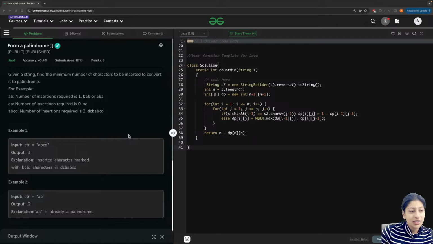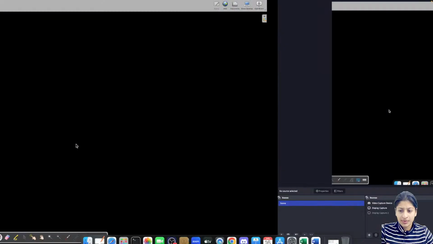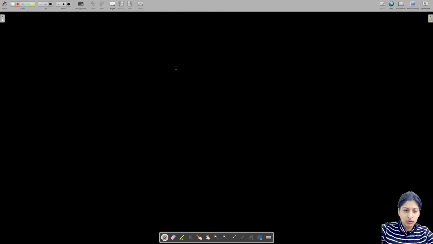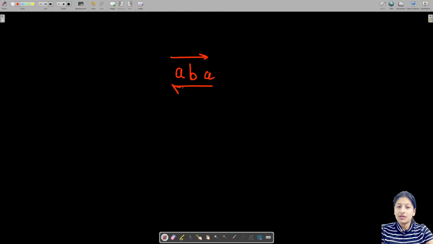What it says is that you are given a string, right? Find the minimum number of characters that you can insert to convert it to a palindrome. Okay, let me take one random example. You know what is a palindrome. We have discussed it earlier. It is nothing but any string which when read from left to right is same as when read from right to left.